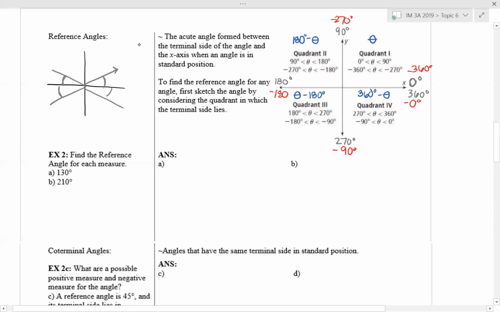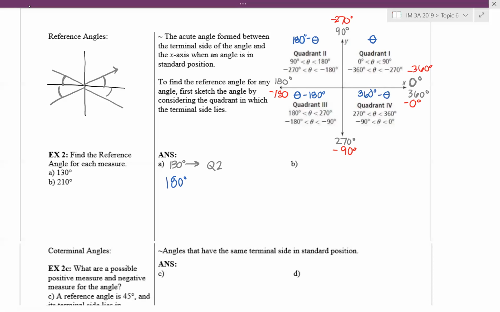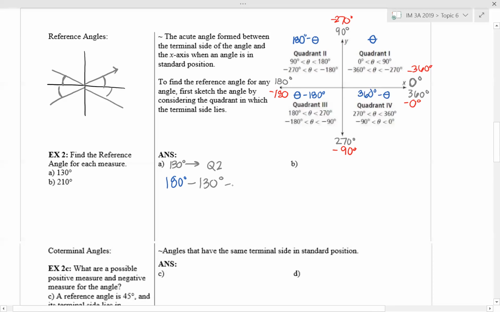So 130 degrees is between 90 and 180. That's in quadrant 2, which means that in order to find the reference angle, I'm going to use the formula 180 minus theta, because that's my formula for quadrant 2. So I'm going to do 180 minus 130. That tells me that the reference angle for that quadrant is 50 degrees.